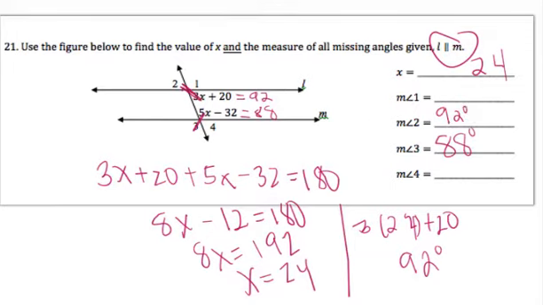Okay, and then we can see that this angle here and this angle here, which is 4, are corresponding, so they're going to be congruent, so that's 92. And then I can see that the 5x minus 32 and 1 are corresponding, so they're going to be congruent, so that should be 88. Okay, so there it is. Boom, boom, boom. Next.